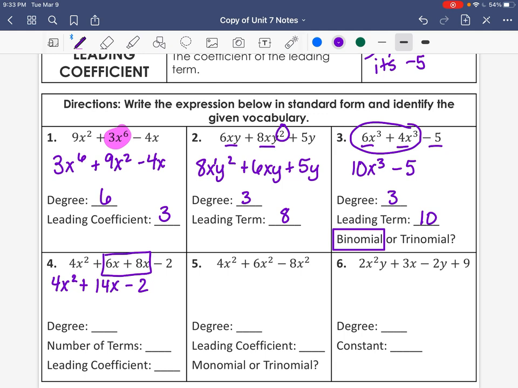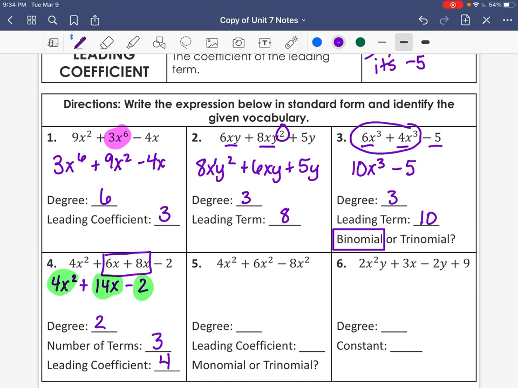Just like before, we're going to look for the biggest exponent. That is 2. The number of terms here is, here's a term, here's a term, and here's a term. So remember, terms are separated by pluses and minuses. So there are 3 terms, and the leading coefficient is 4, because there's a 4 in the front.